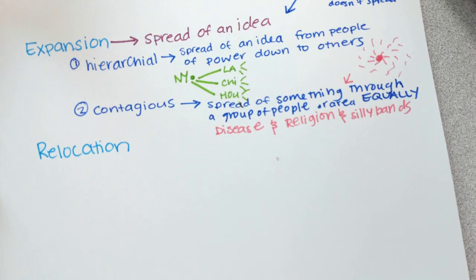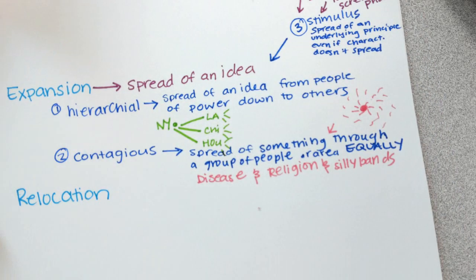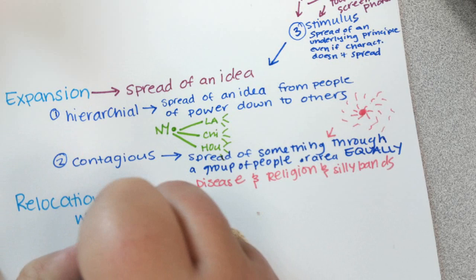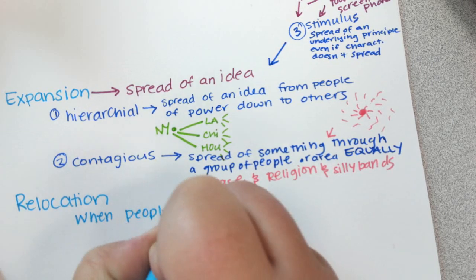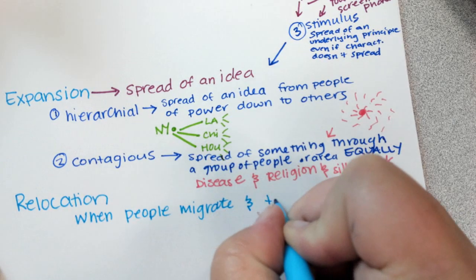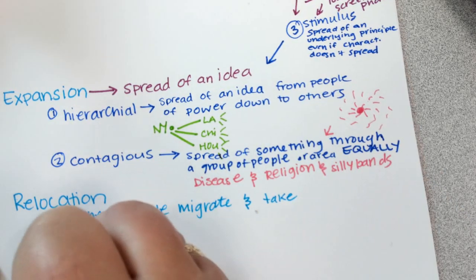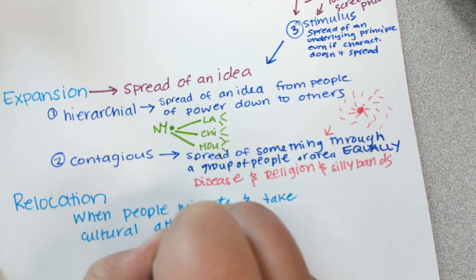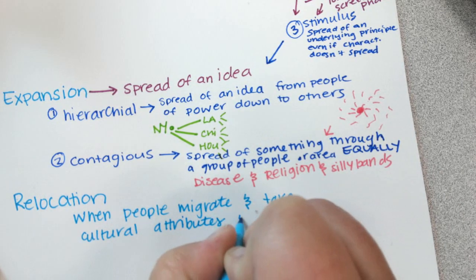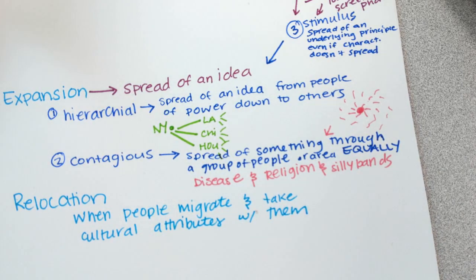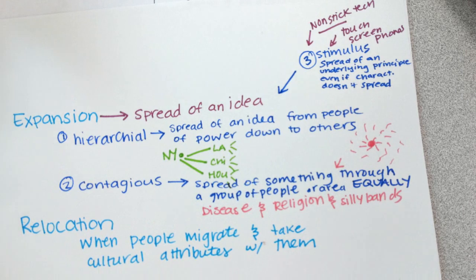Then we have relocation diffusion. Those are different types of expansion diffusion. And then we have relocation diffusion, which is when people migrate and take cultural attributes with them. Okay, so that's diffusion, a few things about diffusion.